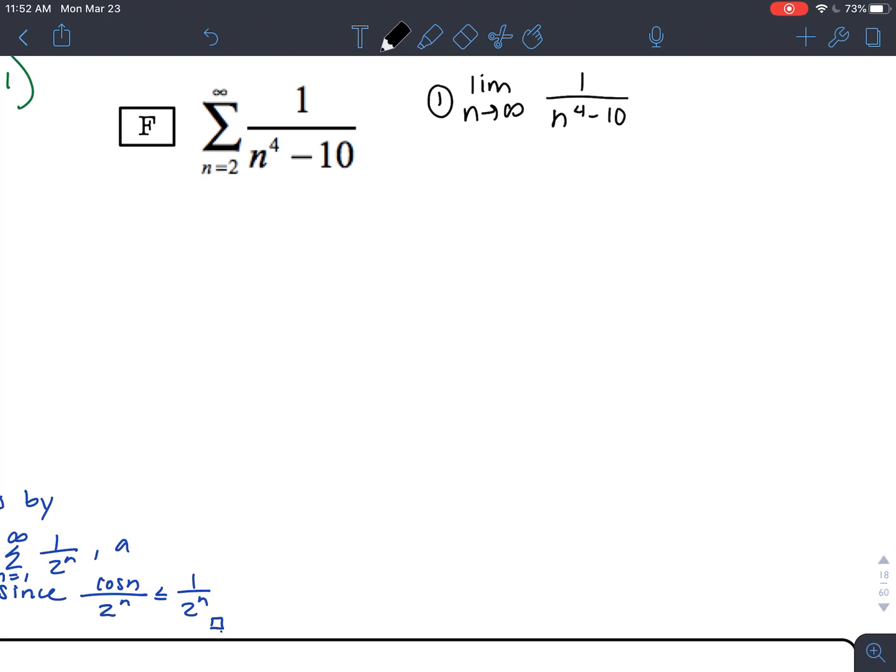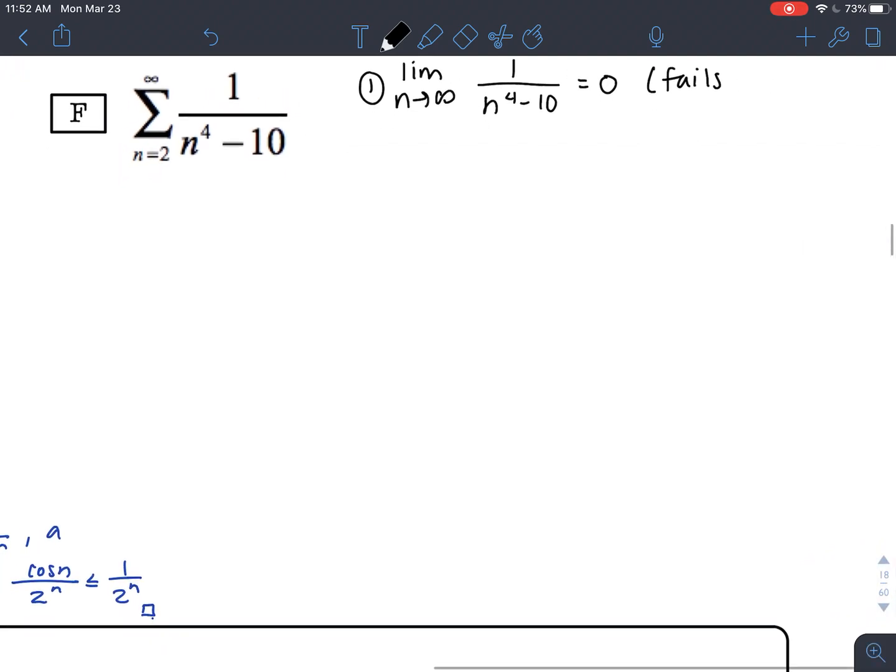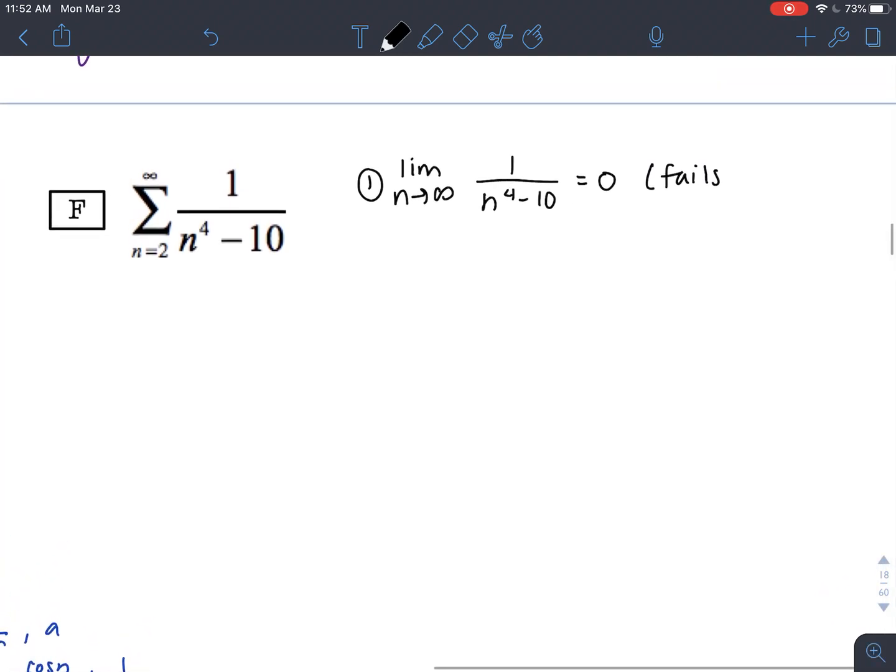So I'm still going to start my limit test, my nth term test, which we know right away it's going to fail because that's equal to 0. But I like to do this every time, even if you know it, and I like to write it out just because it gets me in the habit of always checking, so that way I don't overlook it.